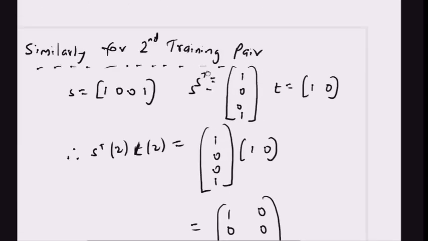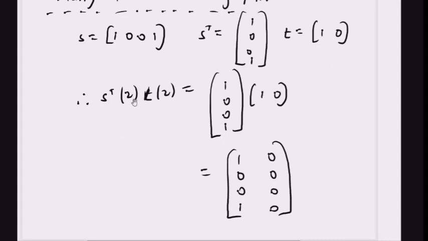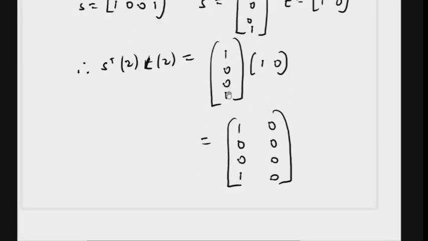We do the same similarly for the second training pair. For the second training pair, S is 1 0 0 1, we take the transpose, we get 1 0 0 1. This is the target. We multiply both. This is for training set 2. So we multiply 1 0 0 1 by 1 and we get 1 0 0 1, and this is 0. So we multiply this and we get this.